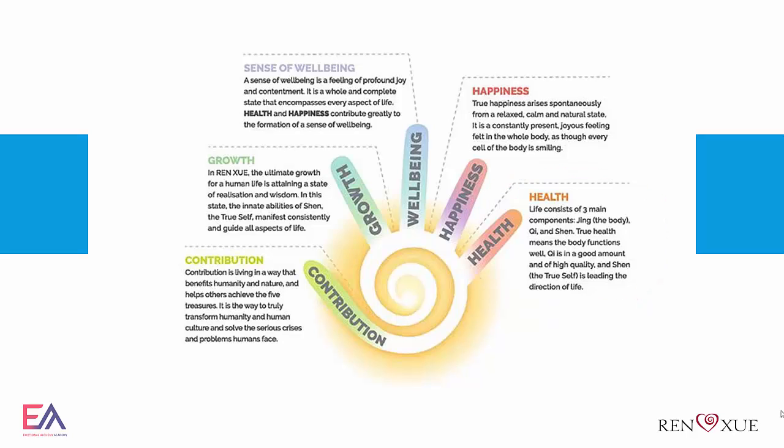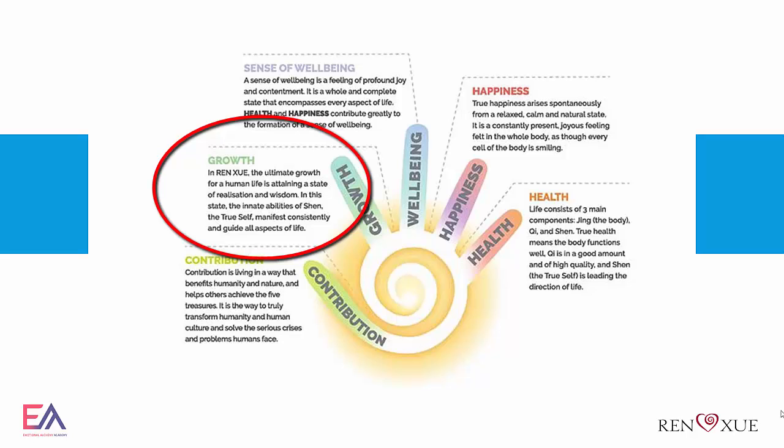The fourth one is growth, the growing and developing ourselves. So in Ren Shui, the ultimate growth for a human life is attaining a state of realization and wisdom. In this state, the innate abilities of Shen, the true self, manifest consistently and guide all aspects of life.